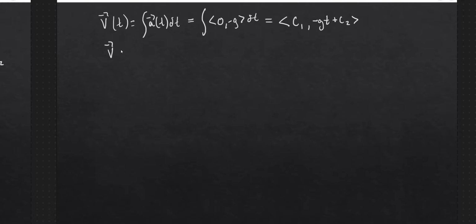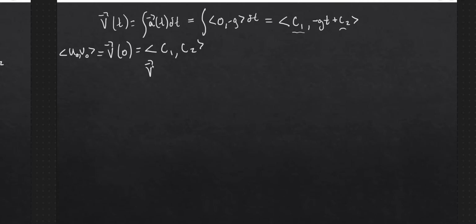Well, I use my initial condition. v of 0, on one hand, is c1, c2, because if I plug 0 in for t there, that goes away. I would just have c1, c2. On the other hand, it's also what I'm calling u0, v0. So really, u0 is c1, v0 is c2. That's my initial velocity. That's what these constants are that come out of the indefinite integral.